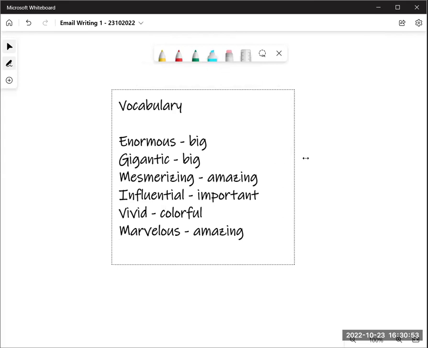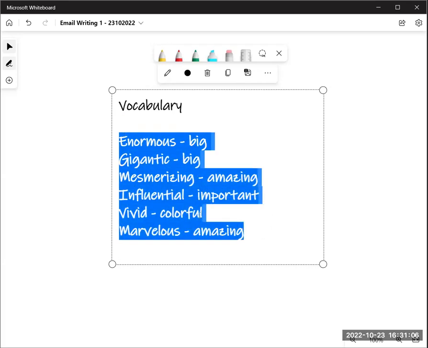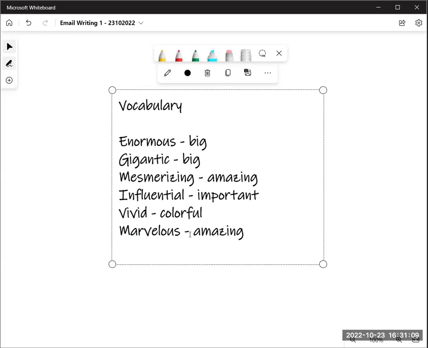Now, I'm not giving you the meanings of these. I'm just giving you words which you can replace. Is that fine? Or should I give you the meaning as well? That's fine, no need of meaning, because they won't ask you word meanings in the exam. All you have to do is whenever you think of using the word colorful, replace it with vivid. Whenever you want to use amazing, replace it with marvelous.